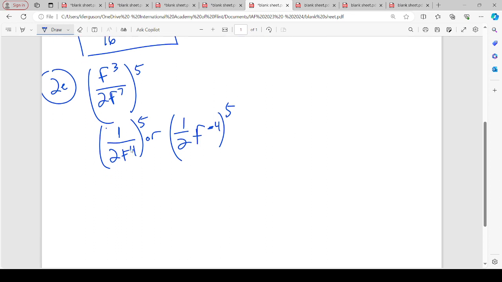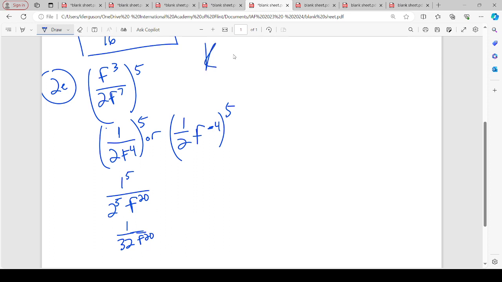If I deal with the 5th power with my f in the denominator, it's going to be 1 to the 5th power over 2 to the 5th power times f to the 4th taken to the 5th. What's f to the 4th taken to the 5th? That's f to the 20. And then when I handle all of that, it's going to be 1 over 32 f to the 20 on the bottom.